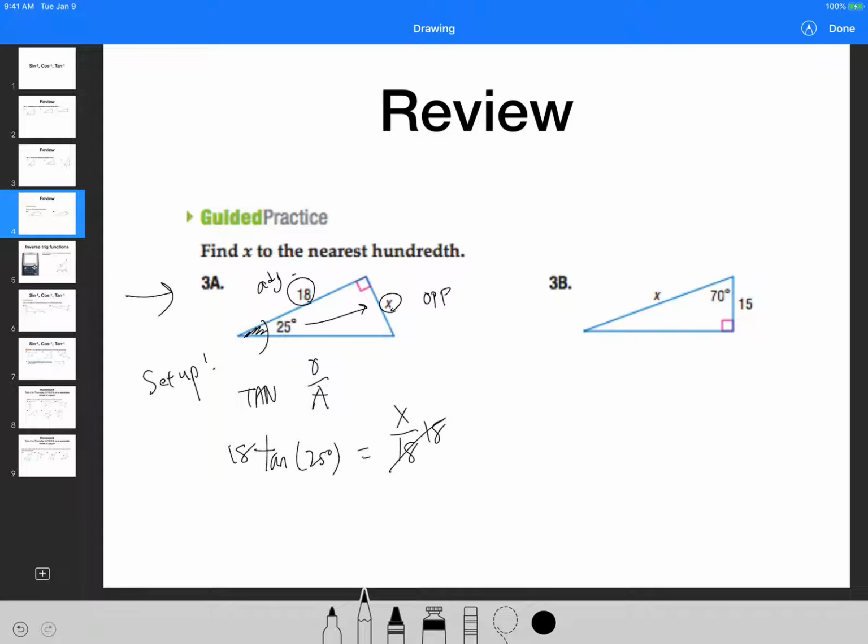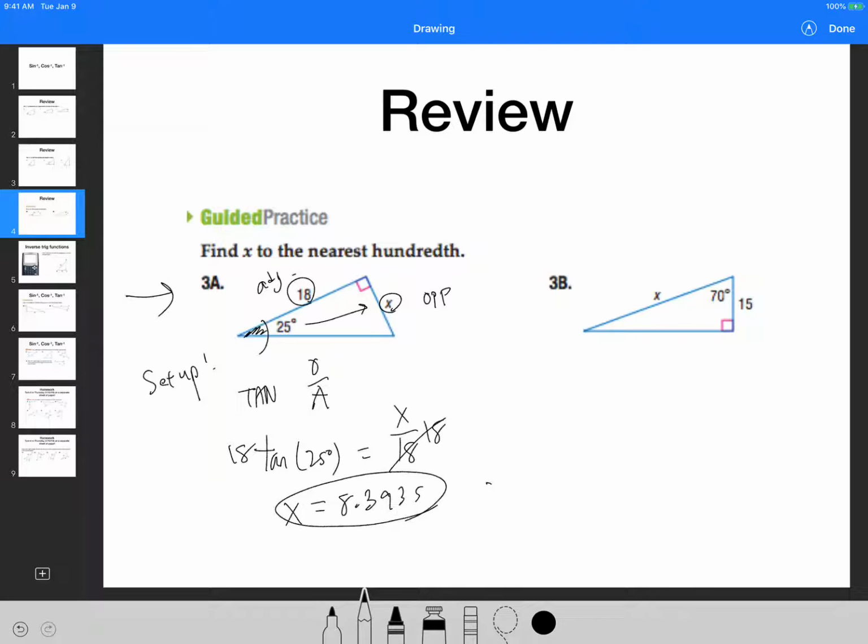So go to your calculator and make sure your mode is in degrees. You guys know how to get there, yes? Mode is right next to second. Press mode. The third line has radians or degrees, the option. Please choose degrees. So when you do 18 times tangent of 25, you should get x is equal to 8.3935 or so.